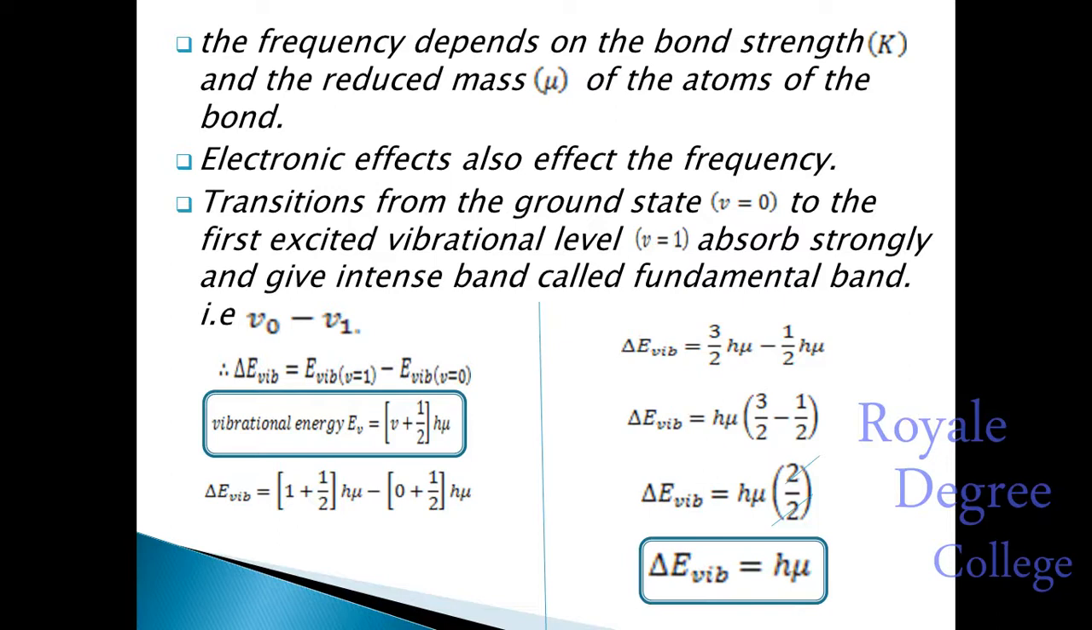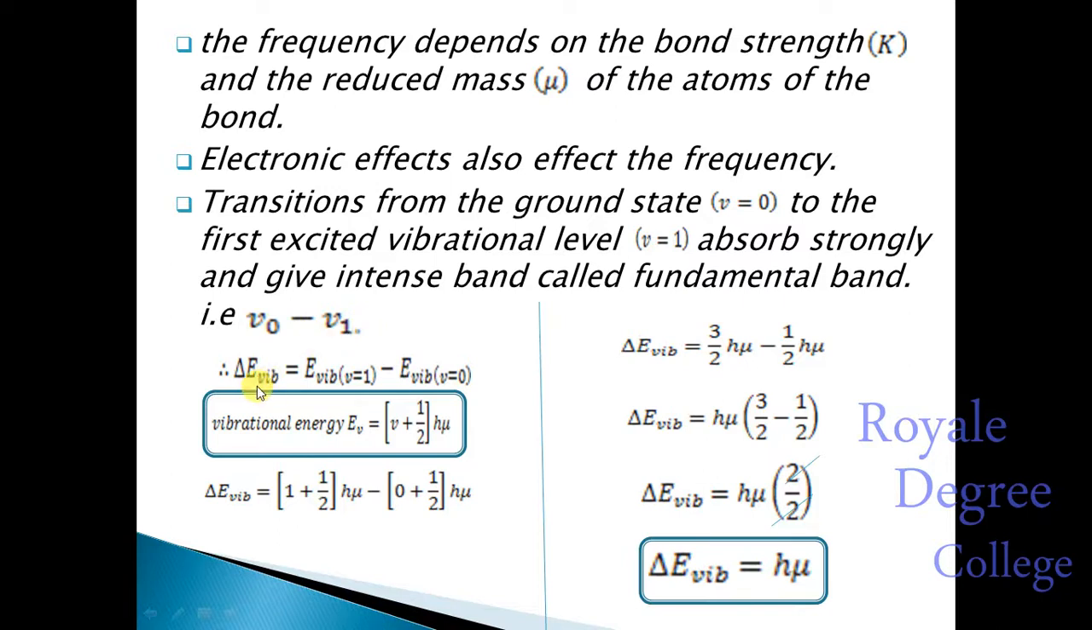Transitions from the ground state, that is V equal to 0, to the first excited vibrational level, that is V equal to 1, absorb strongly and give an intense band called the fundamental band. That is V0 to V1, we can say. That is, from the ground state the transition is up to the first excited state.